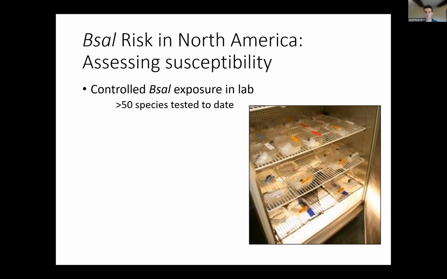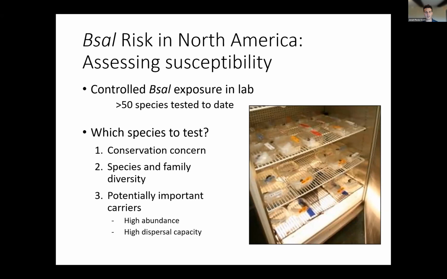To date, we've done more than 50 species, and these were selected based on level of conservation concern. We tried to cover a broad swath of amphibian diversity in North America, so multiple species, multiple families. And we also tried to evaluate potentially important carrier species, so things that are common and therefore likely to play a major role in transmission, and also things that are really good at dispersing and could help spread the pathogen.